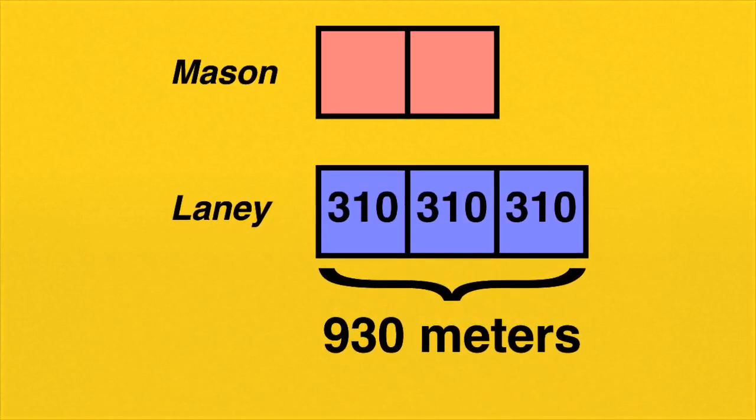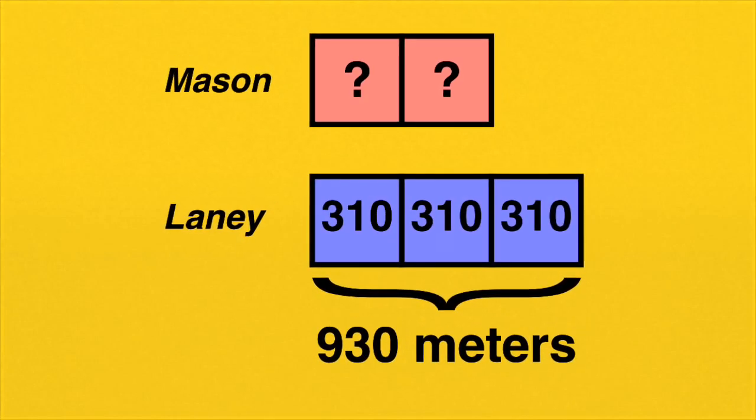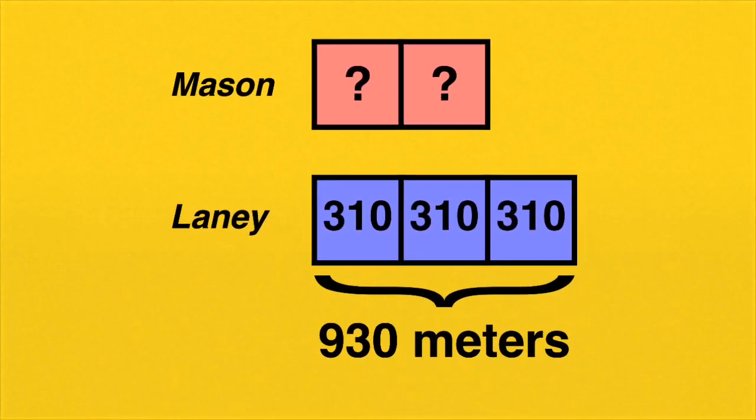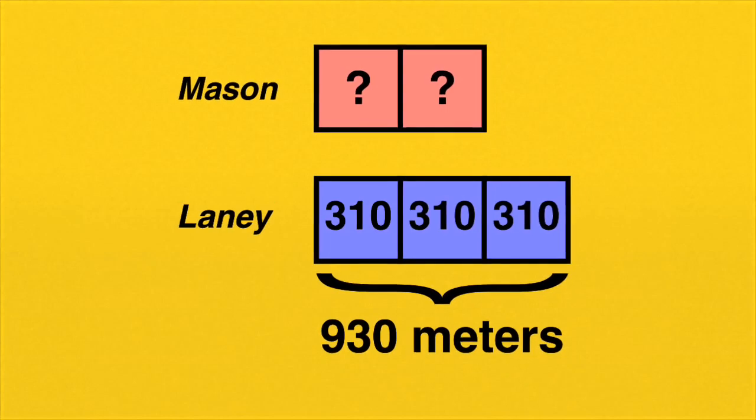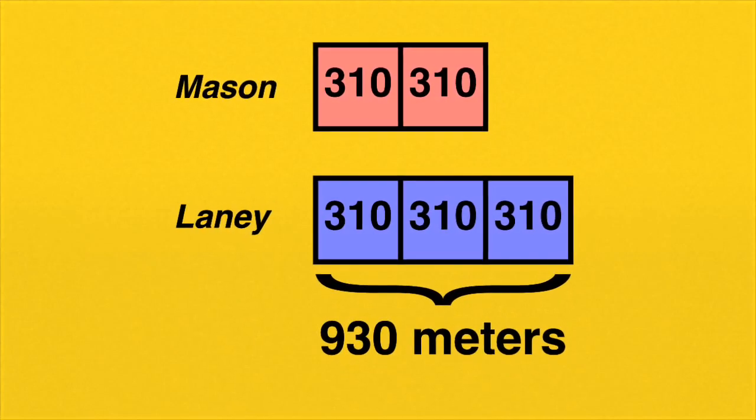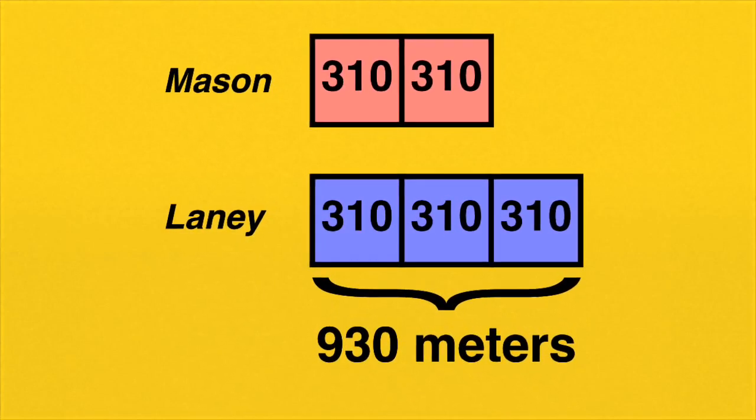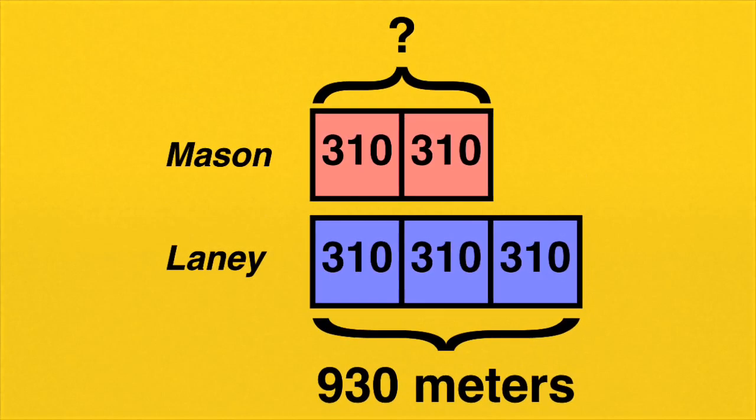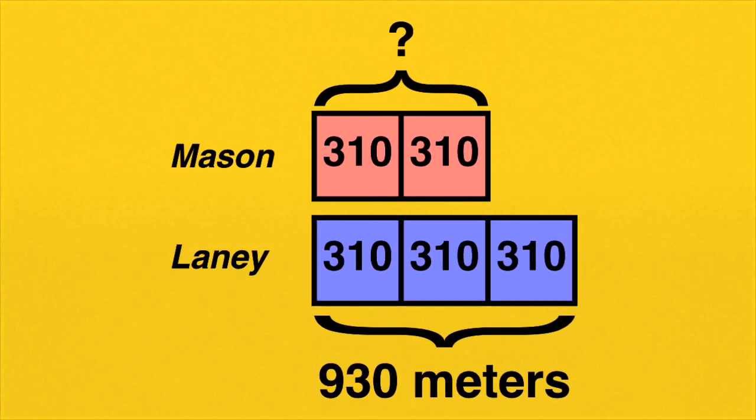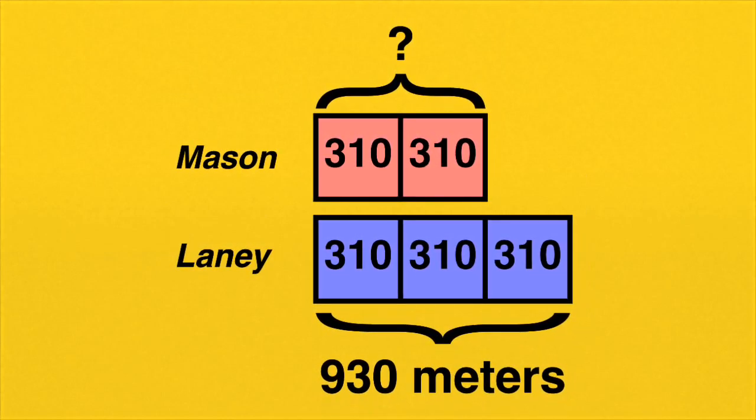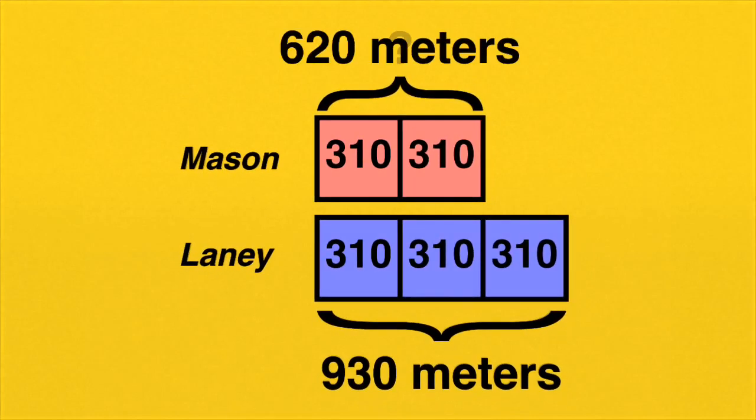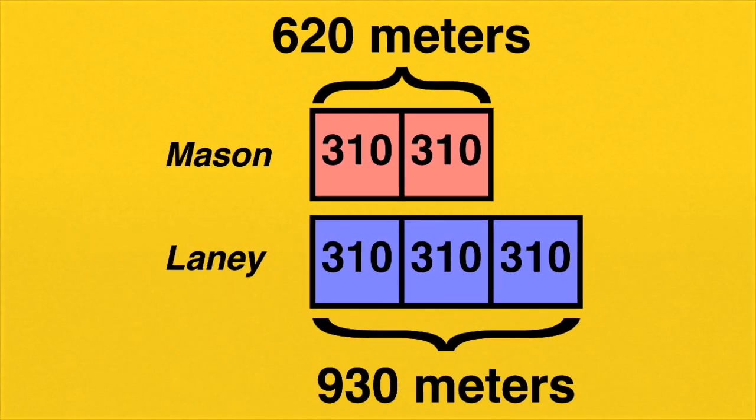This makes the rest of our problem nice and easy. Because if each unit is 310, then Mason's units are also worth 310. And altogether, we can find out what Mason ran. If Laney ran 930 meters, then according to our ratio, Mason must have run 620 meters.